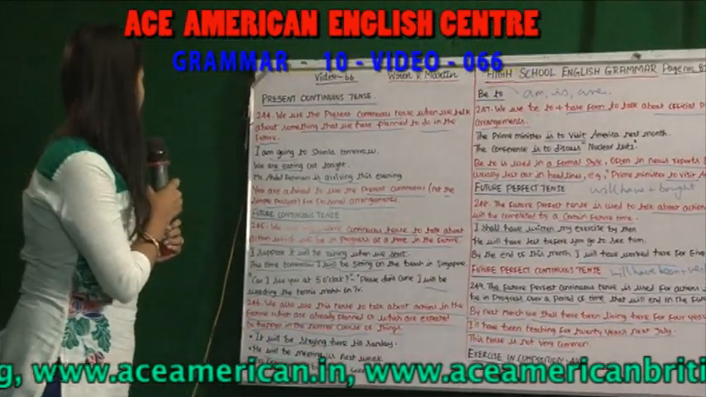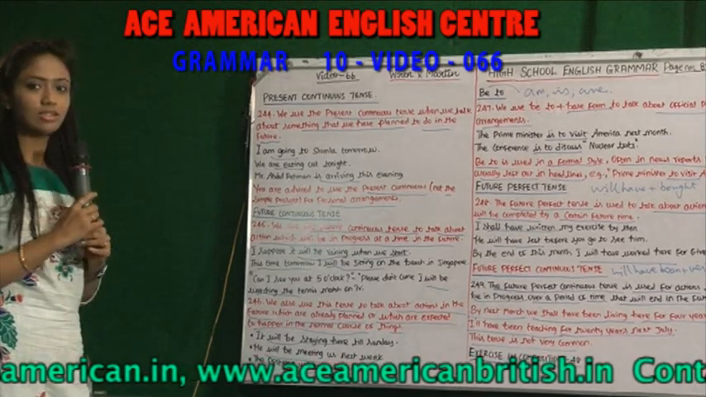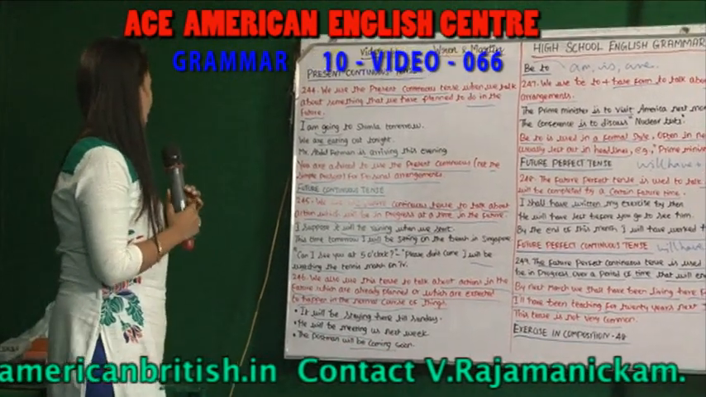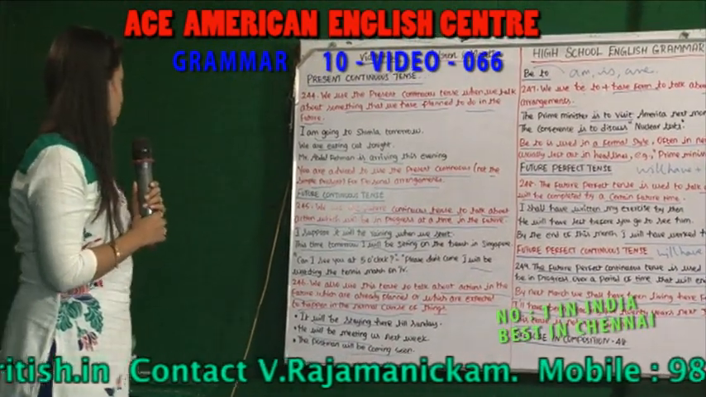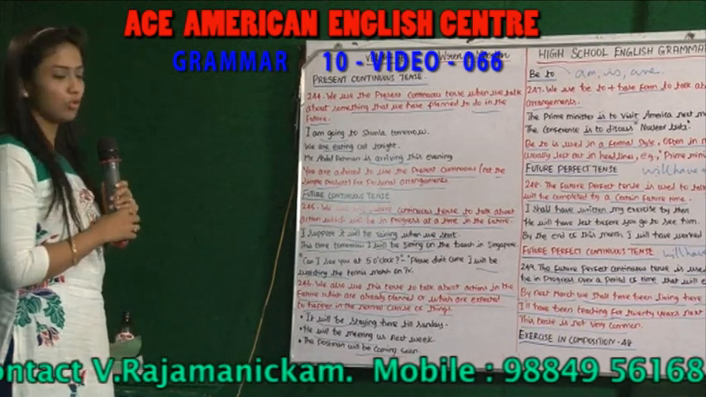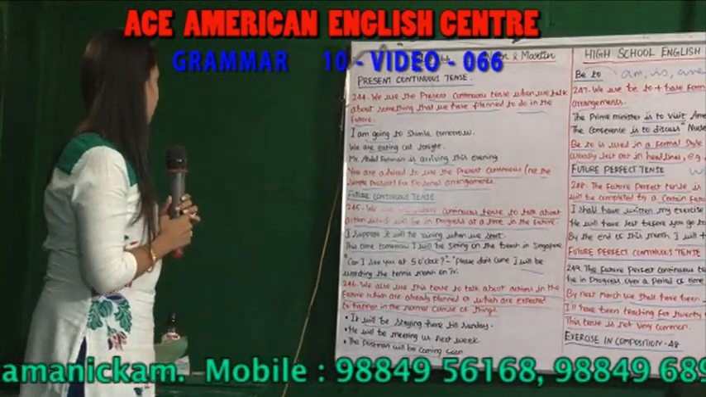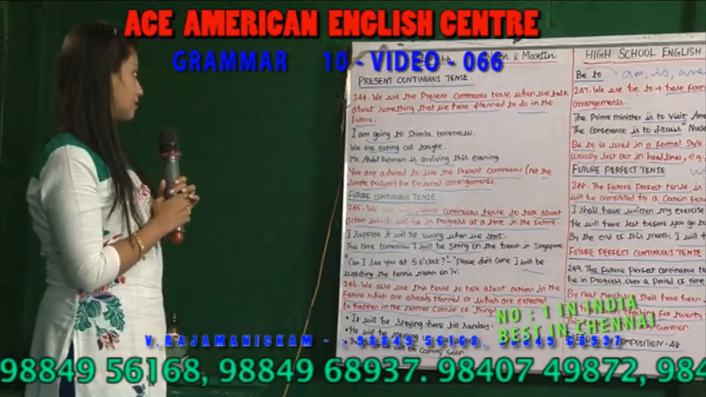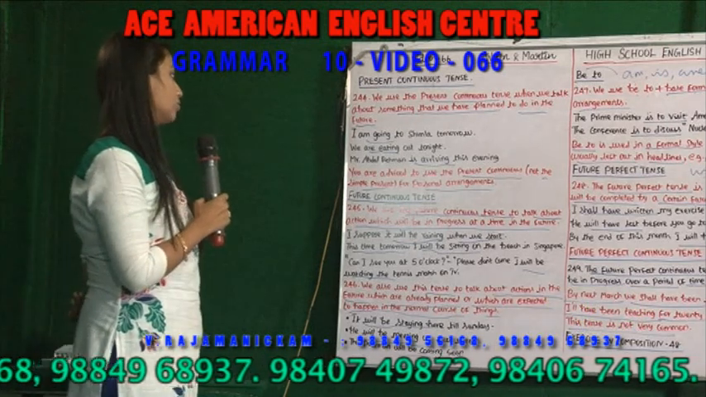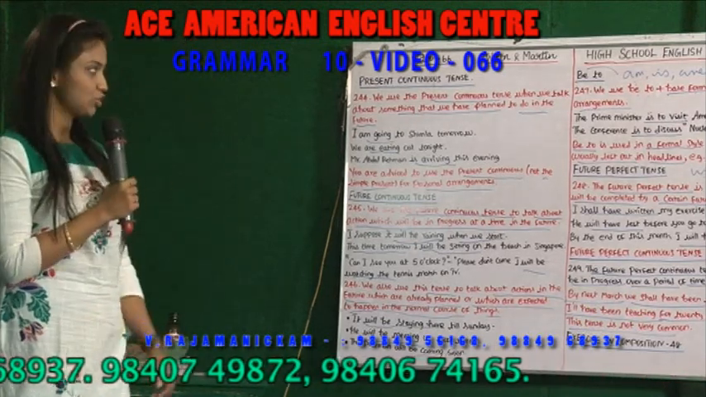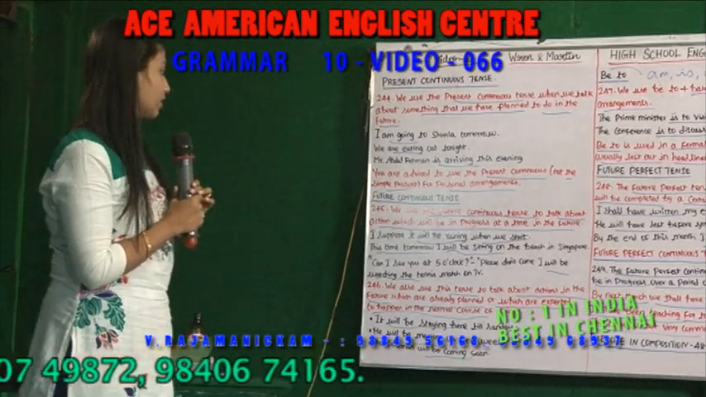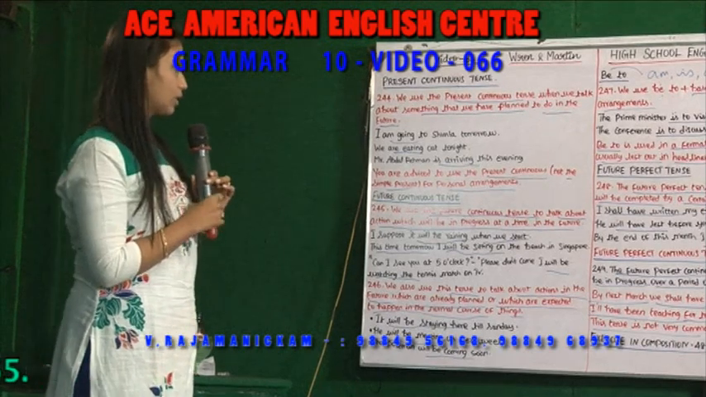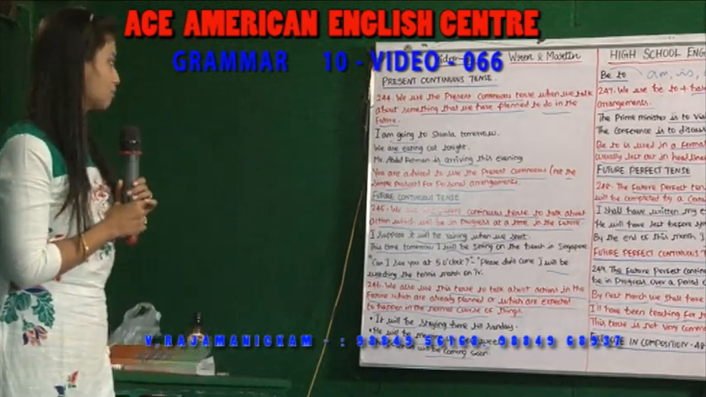So sir was talking about the present continuous tense. The present continuous tense is what we use when we talk about something that we plan to do in the future. And the future continuous tense is used for an action which is in progress at a time in the future. And BE plus to is the form to talk about some occasions and arrangements. For the future perfect tense, we talk about actions that will be completed by a certain future time. And future perfect continuous tense is for actions that will be in progress over a period of time that will end in the future. And he has given some examples and exercises.